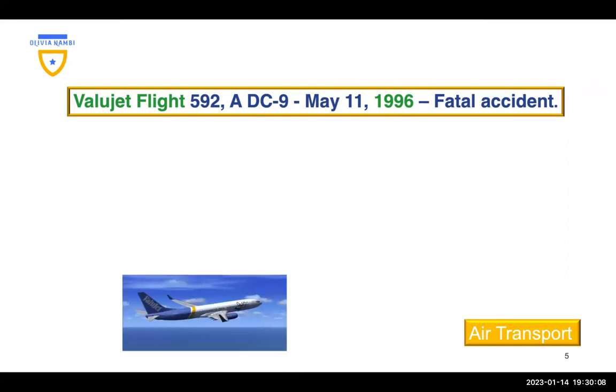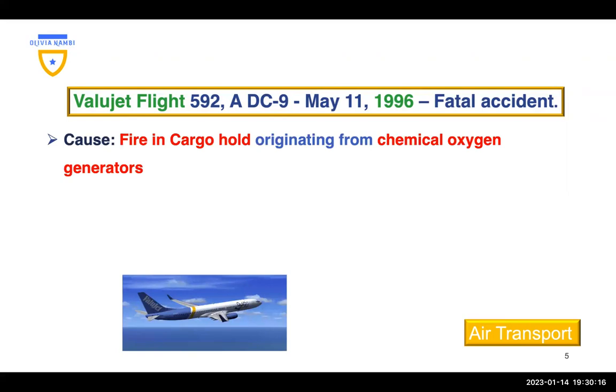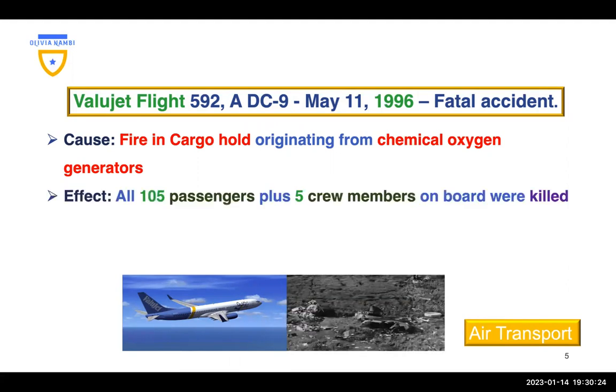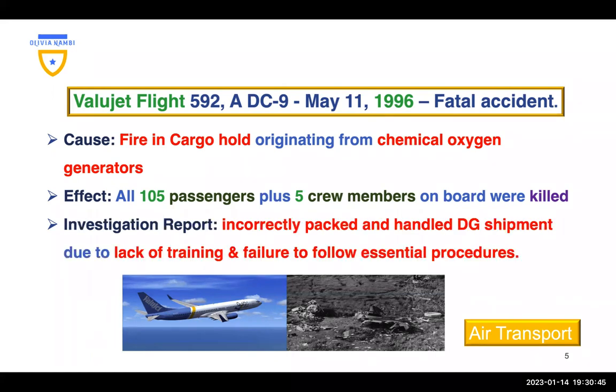Let's look at this ValuJet flight 592, which crashed in May 1996. There was a fire in the cargo hold originating from chemical oxygen generators. All the passengers and the crew died. In total, the world lost 110 very important people. The investigation report indicated that the cause of the accident was incorrectly packed and handled dangerous goods shipment, due to lack of training and failure to follow essential procedures.